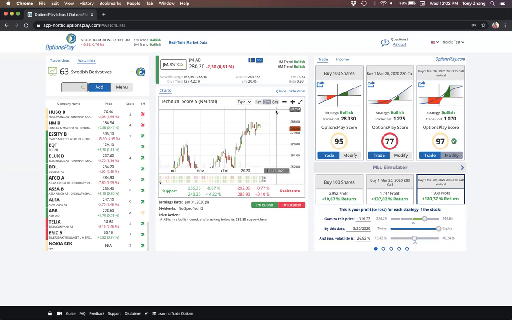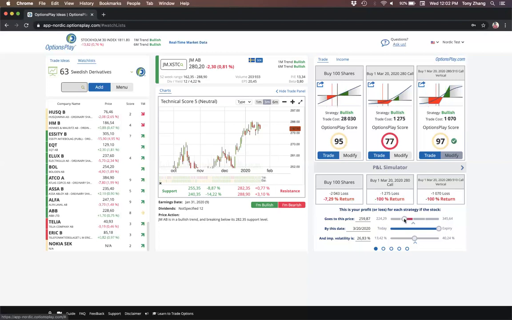And what I can do is I can say, well, what happens if the stock moves up to 300 crowns? If I bought the stock, I'm looking at a 7% return. If I bought the call option, a 56% return. If I bought the call spread, an 86% return. And that's why the strategy on the right has the highest OptionsPlay score, because if I'm correct on my trade, I make the most return.